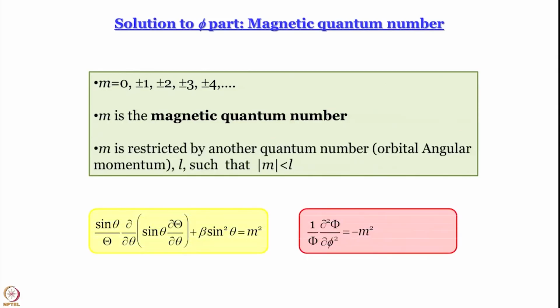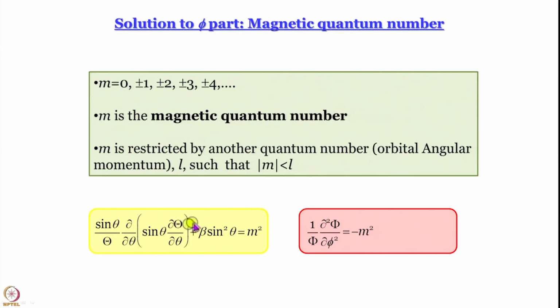We call it the magnetic quantum number, and now we talk about the restriction. It does not really go up to plus minus infinity. m is restricted by another quantum number, which is called the orbital or azimuthal quantum number, small l. Remember small l? It came in the Bohr treatment as well, subsidiary quantum number, azimuthal quantum number. So, m is restricted by another quantum number such that the magnitude of m is less than l.